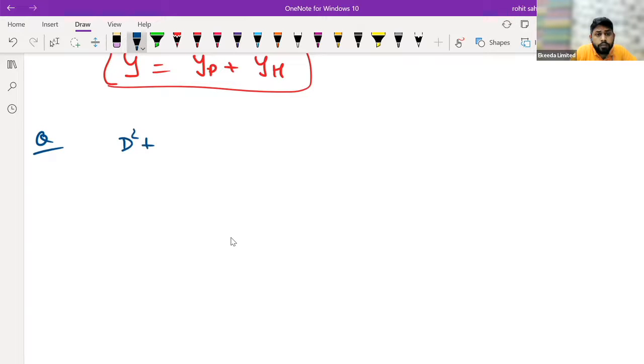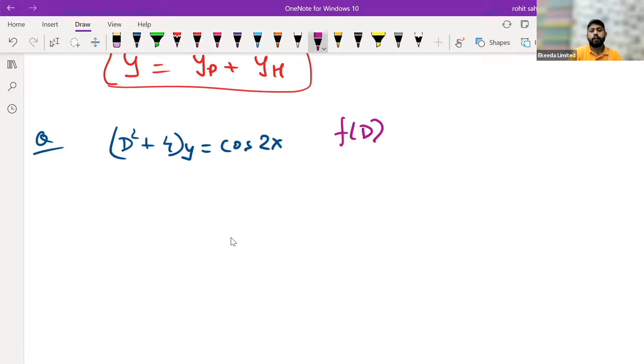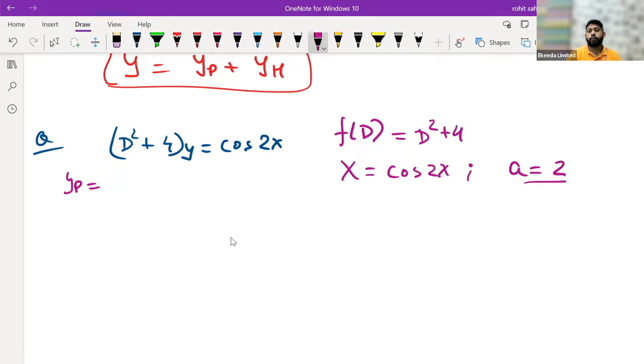डी स्क्वायर प्लस 4y इक्वल टू cos 2x. डी स्क्वायर प्लस 4y इक्वल टू cos 2x. तो अगर आप देखेंगे तो यहाँ पर आपका एफ ऑफ डी, पर्टिकुलर इंटीग्रल निकालो, कुछ भी और निकालना, फटाफट इसी की प्रैक्टिस करें. सो एफ ऑफ डी इज एक्चुअली डी स्क्वायर प्लस 4, और cos 2x को देखेंगे, निहारेंगे, ये x है, तो आप बता सकते हैं a is actually 2.